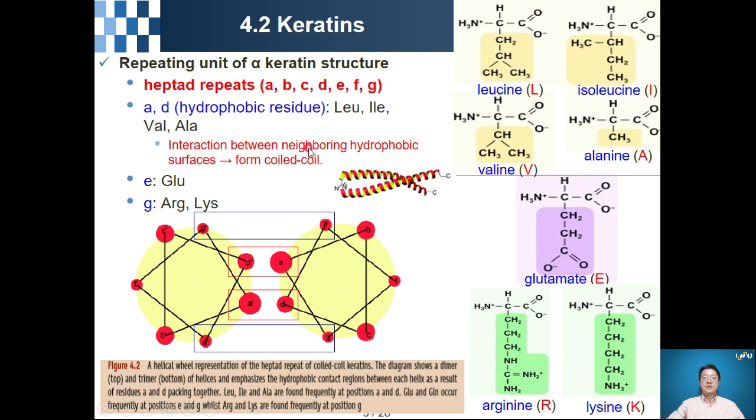So this is the repeating unit of alpha keratin, the heptad repeat. You have to memorize which amino acids are located in A and D, and which are located in E and G. Between E and G, the charge interaction happens. Even though the contact region in the coiled coil has only a very weak hydrophobic interaction, there is also the charge interaction between E and G.